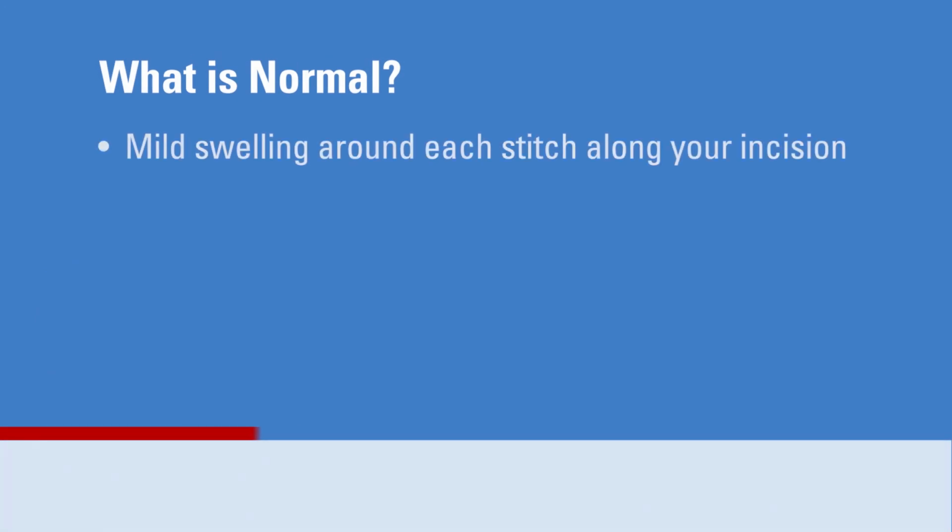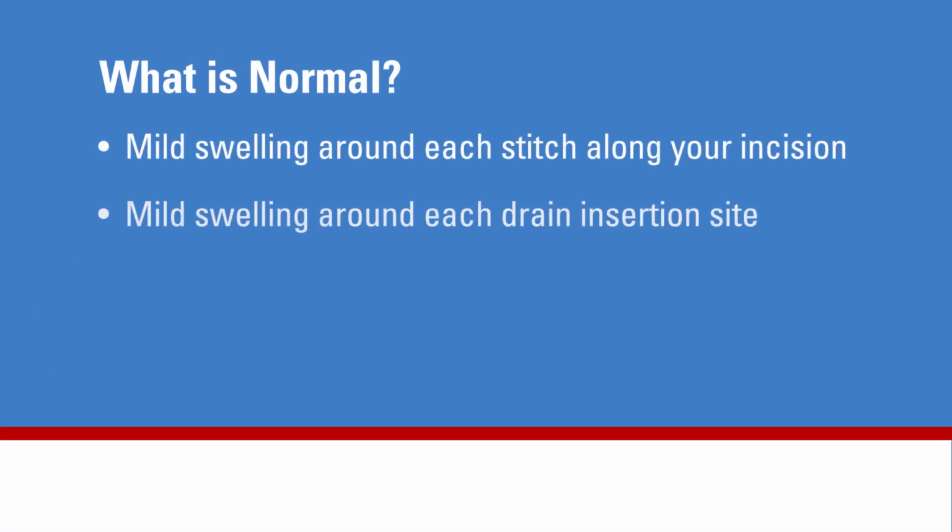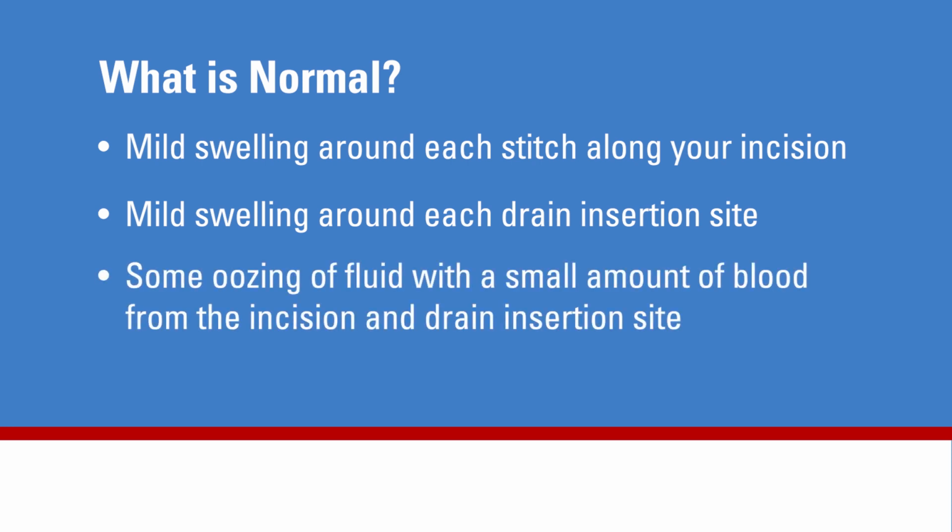It is normal to have a little bit of swelling around each stitch along your incision. It is also normal to have a little bit of swelling around each drain insertion site. This mild swelling may last for a few days after surgery. It is also normal to have some oozing of clear yellowish fluid with a small amount of blood from the incision and around the drain insertion site. You may feel some tenderness in these areas.